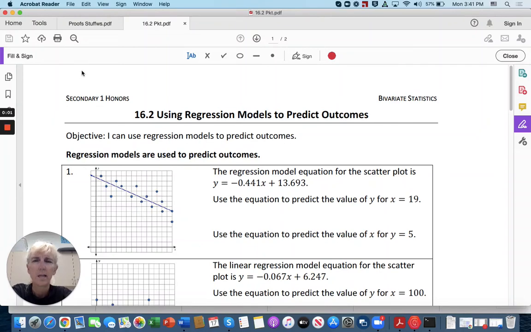Hello students, today we will be going over 16.2, using regression models to predict outcomes. Our objective: I can use regression models to predict outcomes.